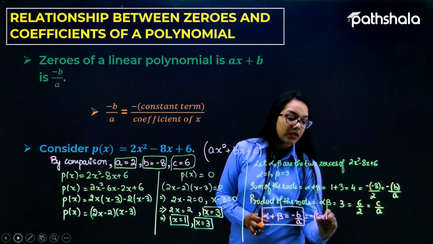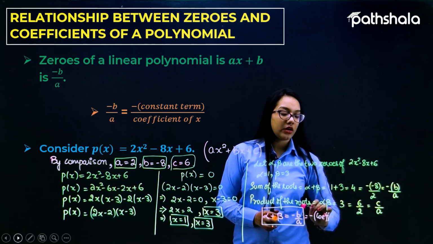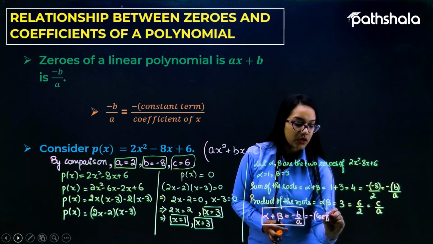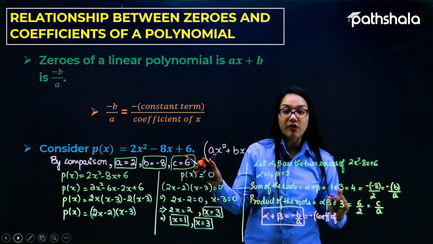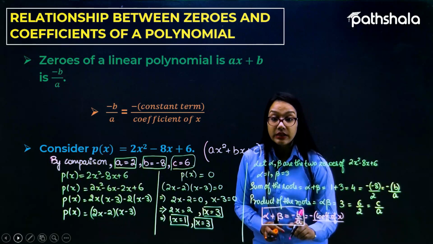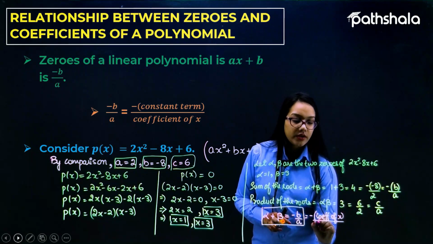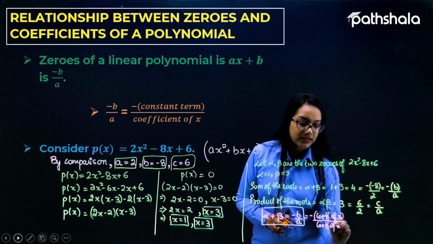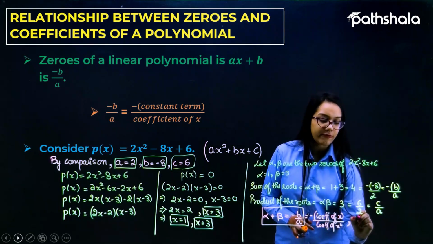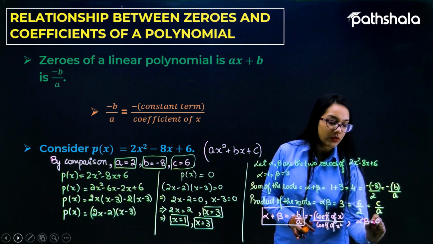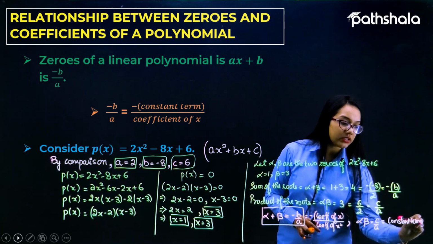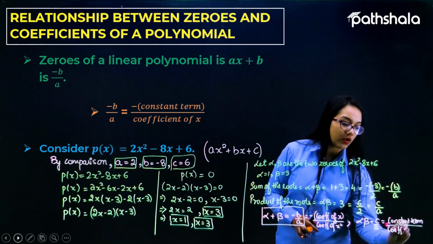Here b is nothing but the coefficient of x, so I am writing coefficient of x divided by a, which is the coefficient of x square. It means that alpha plus beta can be expressed as minus the coefficient of x divided by the coefficient of x square. In the same way, the product alpha into beta, which was equal to c by a, can be expressed as the constant term divided by the coefficient of x square.